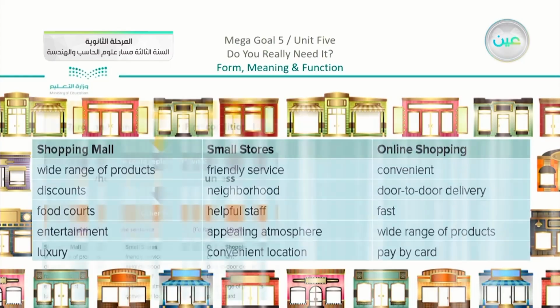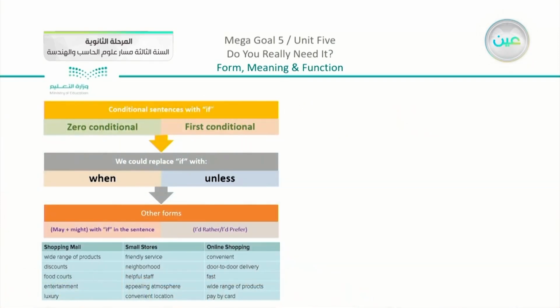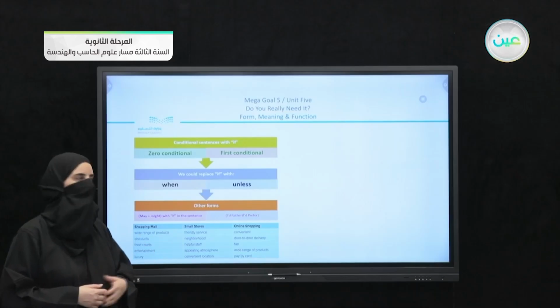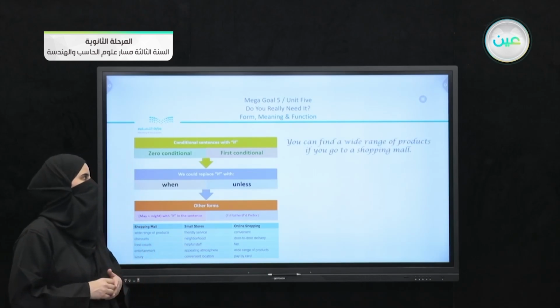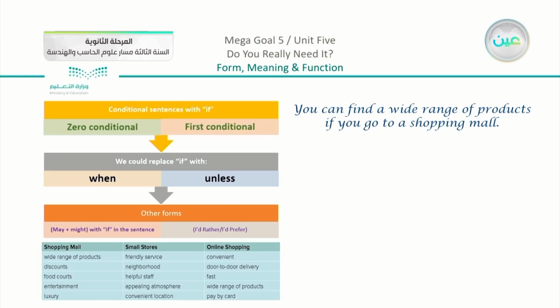Now, I'm going to do something with you now. We have here the structures that we took and also we have the words that are connected or related to shopping, and we are going to apply both of them and structure new sentences here. So we're going to see the examples that we have here. The first sentence: you can find a wide range of products if you go to a shopping mall.